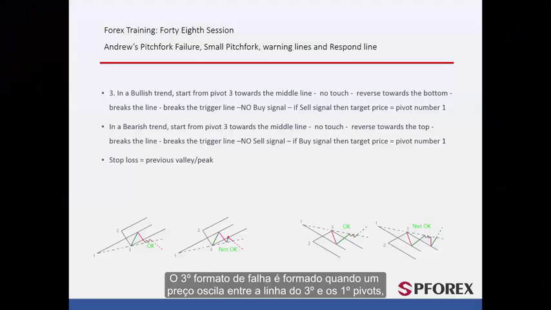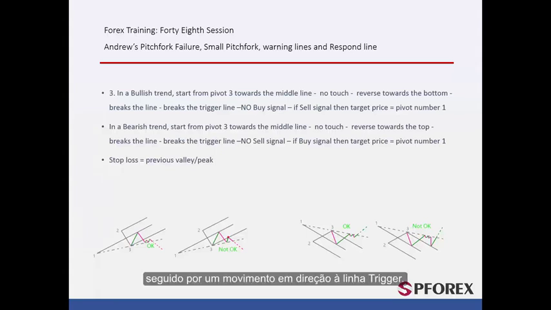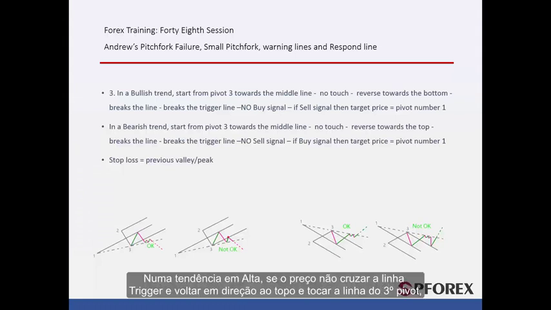The third failure format is formed when a price oscillates between the third and first pivot lines, followed by a movement towards the trigger line. In a bullish trend, if a price does not cross the trigger line and returns towards the top and touches the third pivot line, even if eventually price crosses the trigger line towards the bottom, a sell signal will not be valid or reliable.